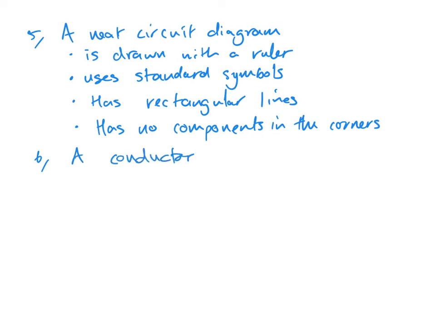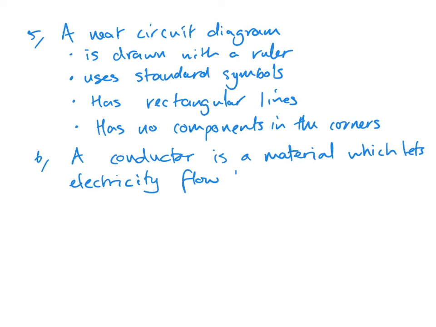And last one for now. Can we define what we mean by a conductor? A material which lets energy pass through it. Yep, okay. And then the electricity unit is that particular type of energy we're looking for. A conductor is a material which lets electricity flow through it.